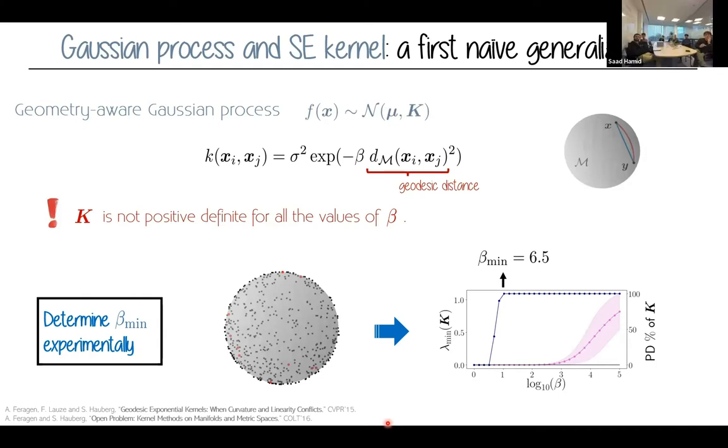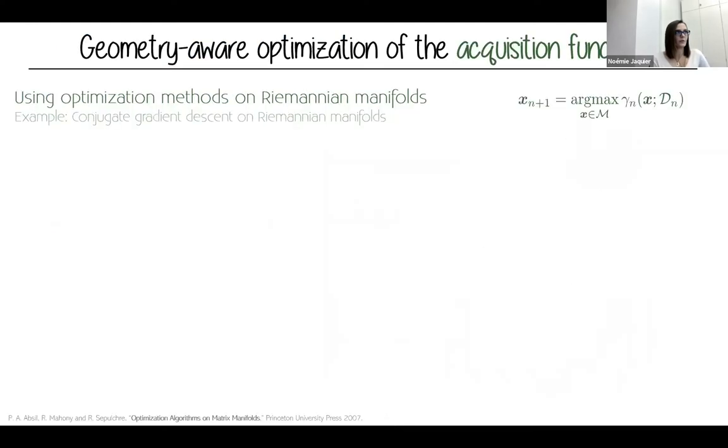So yeah, this is for our kernel. The second point is how to optimize our acquisition function in a geometry-aware manner. The idea here is to use optimization methods on Riemannian manifolds. There have been a lot of approaches generalizing optimization methods on Euclidean space to Riemannian manifolds in the last years. You can refer to the book referenced at the bottom of the slide for this.